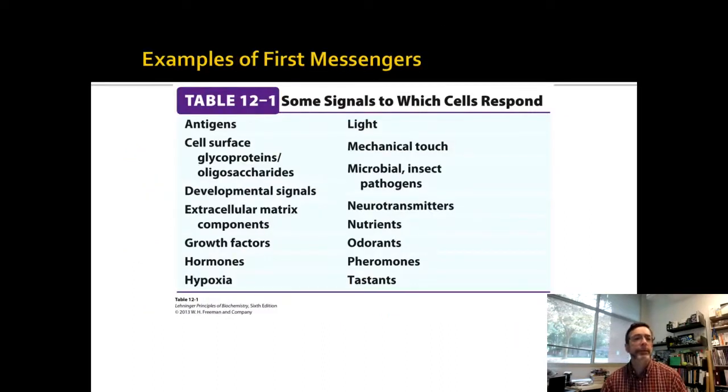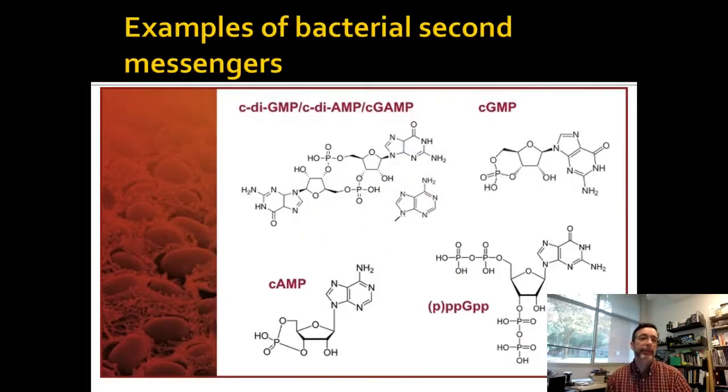Here are the kinds of first messengers you can have. Light itself is a first messenger that changes a receptor inside your eyes. Antigens are first messengers. Growth factors, odorants, tastants. So we're going to talk about at least 3 of the 5 senses, because sight, taste, and smell all start with first messengers from outside the cell, causing a nerve to fire inside the cell.